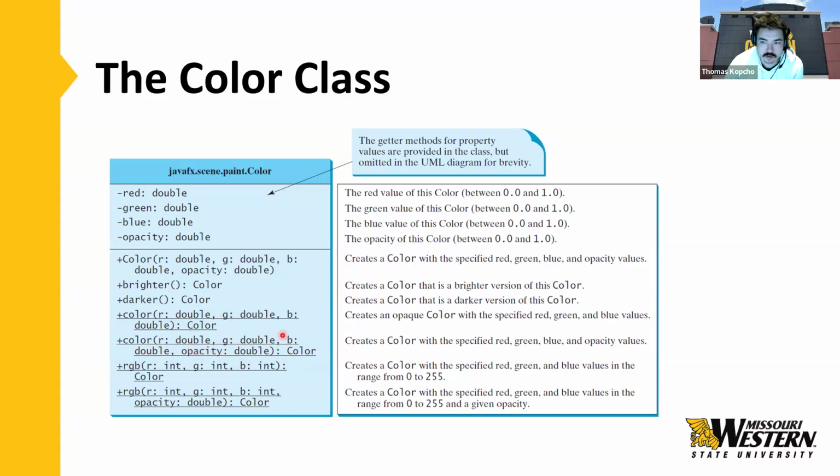And then what else? Color objects are immutable. So once created, you cannot change the components. If you need a new shade or different alpha value, you create another Color instance. And so that'll just ensure thread safety and consistency when working with colors in multiple places.